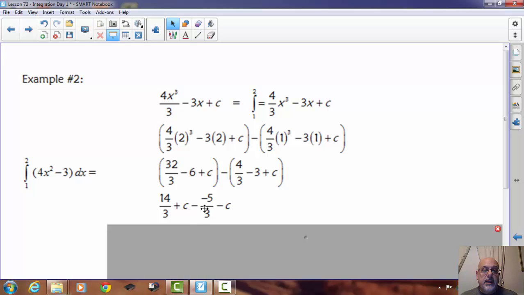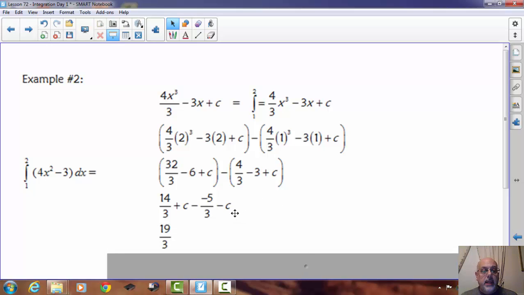So we have minus negative 5/3, and then the plus c becomes a minus c. The c's will cancel. 14 over 3 minus negative 5 over 3. So that's 14 over 3 plus 5 over 3, which is 19 over 3. We've evaluated that integral. Upper limit 2, lower limit 1. Let's go back and take a look at what we've done.